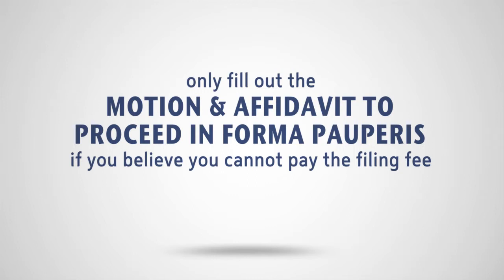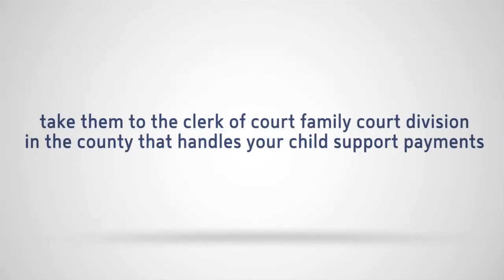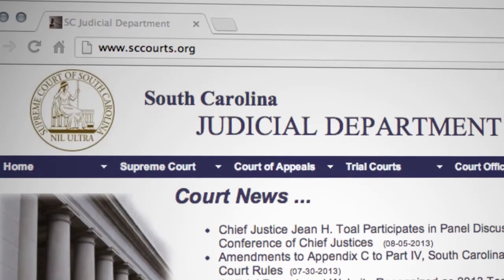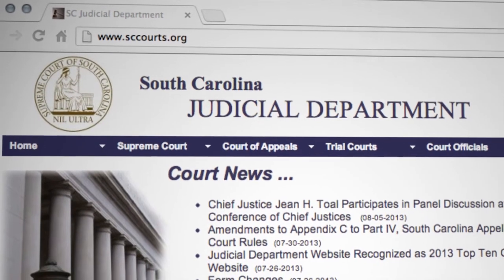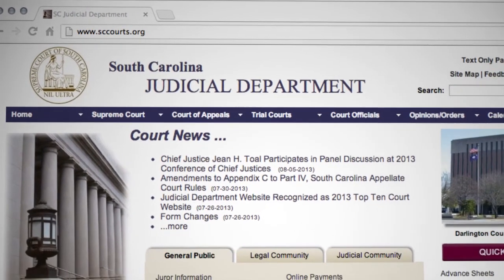Make sure the financial declaration and the motion and affidavit to proceed in forma pauperis have been notarized. Make 2 copies of the entire packet. Take the copies and the original to the Clerk of Court Family Court Division in the county that handles your child support payments. Physical locations of all South Carolina family courts can be found in the telephone book or online at www.sccourts.org. Remember that if you did not file the motion and affidavit to proceed in forma pauperis, you will need to pay the filing fee.